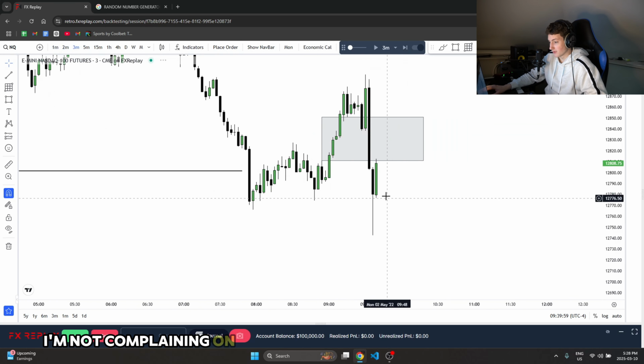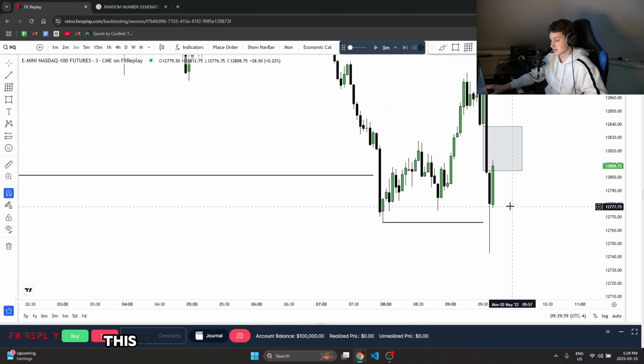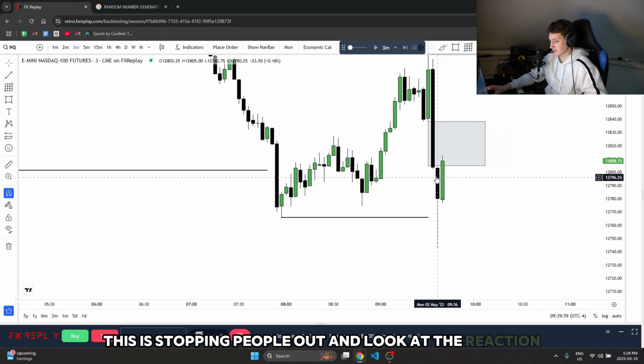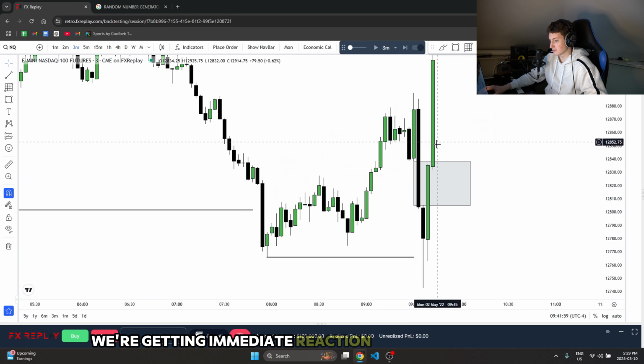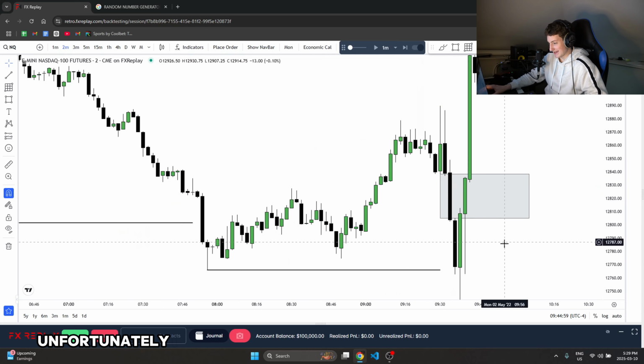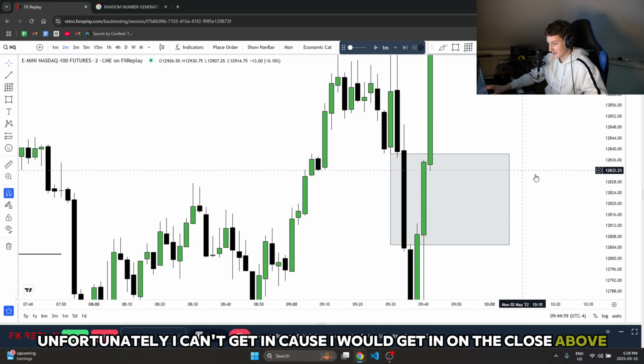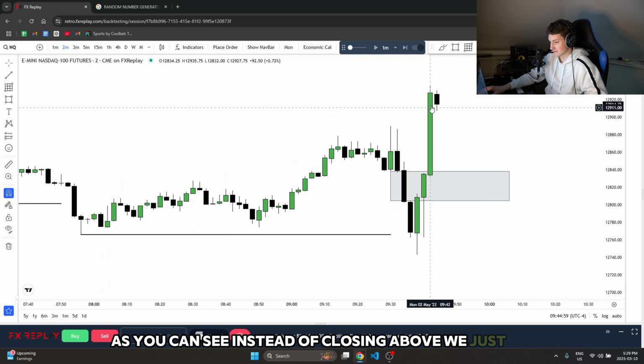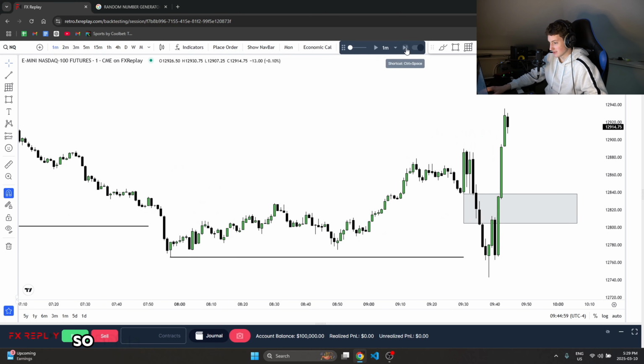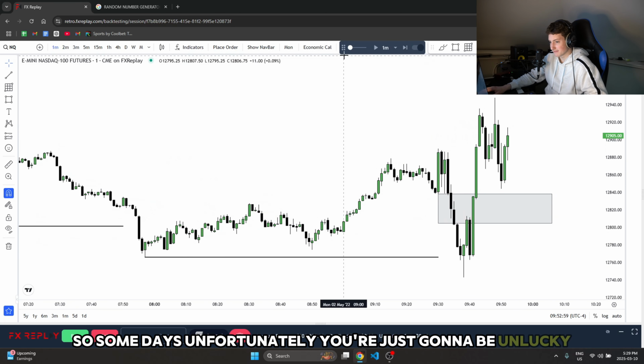On the 2-minute time frame, I really like this. So we just reswept all of these lows. Okay, and then now we have what I call manipulation. Lows, lows, lows, swept all of them. This is stopping people out. And look at the reaction we're getting. Immediate reaction. And no close again. So we just rip right on. Unfortunately, I can't get in because I would get in on the close above. As you can see, instead of closing above, we just rip. So there's still no entry. So some days, unfortunately, you're just going to be unlucky.